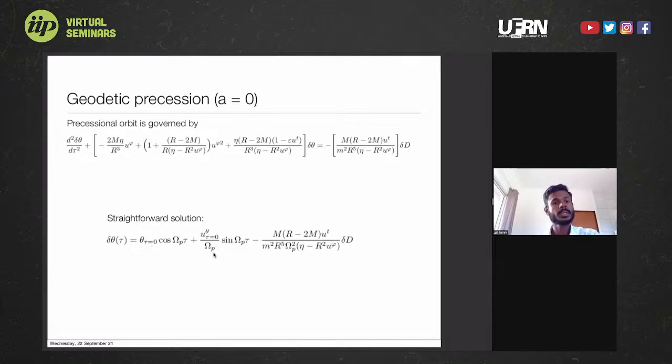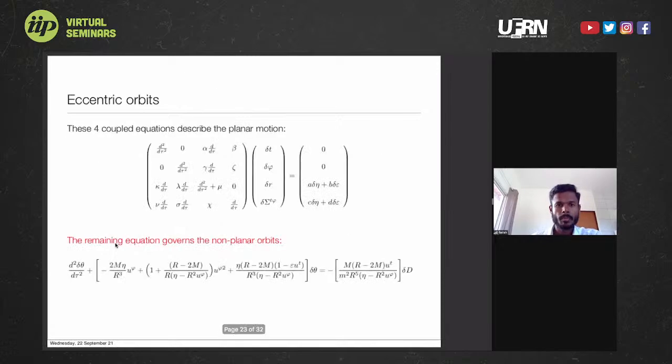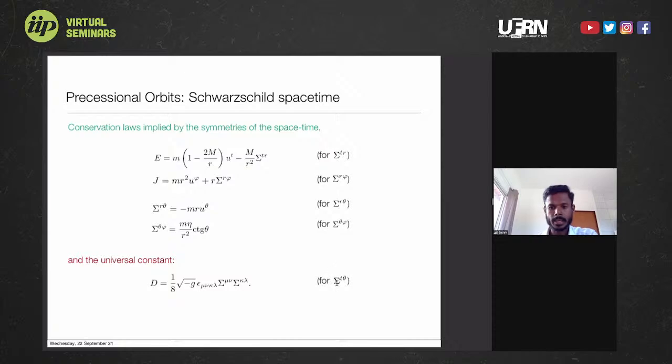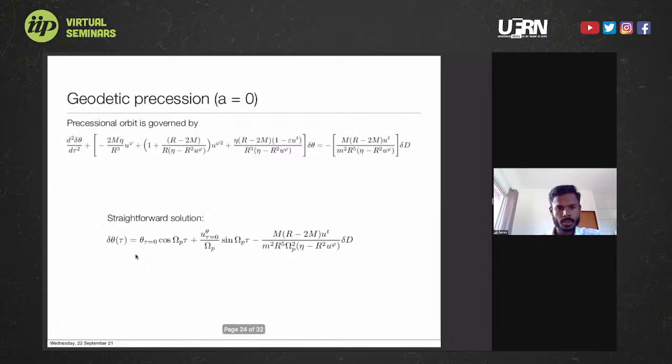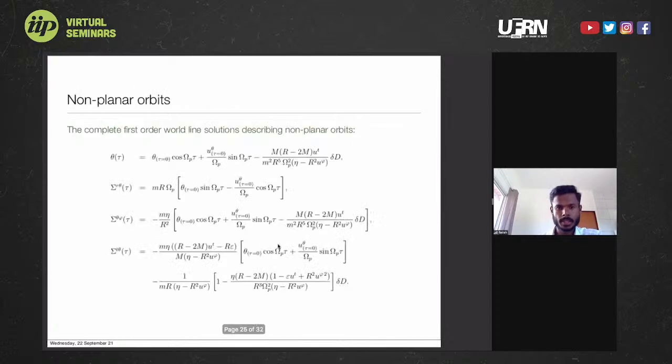And omega p is the precessional frequency, which I will show explicitly. Before that, since we have obtained this delta theta variation by using these conserved quantities, we can straight away write down the complete first order Verlaine solution for non-planar orbits. This theta is the equation which comes from the solution of this, and the remaining equations come from the conserved quantities. Thus, we have written down all the 10 equations for Schwarzschild.